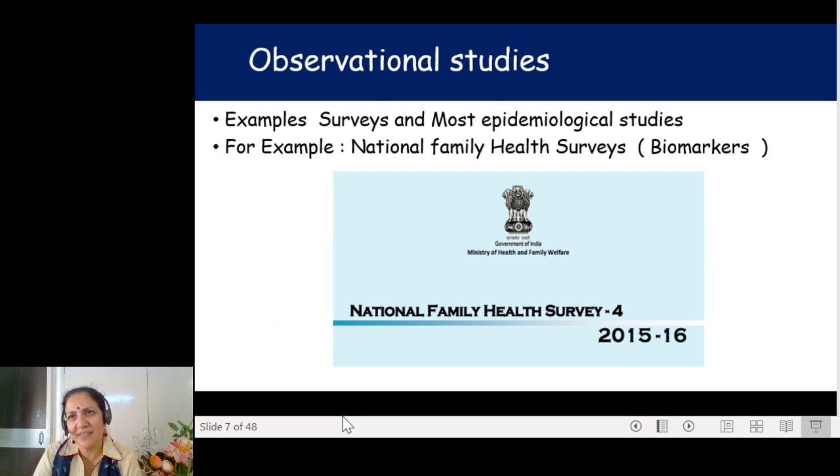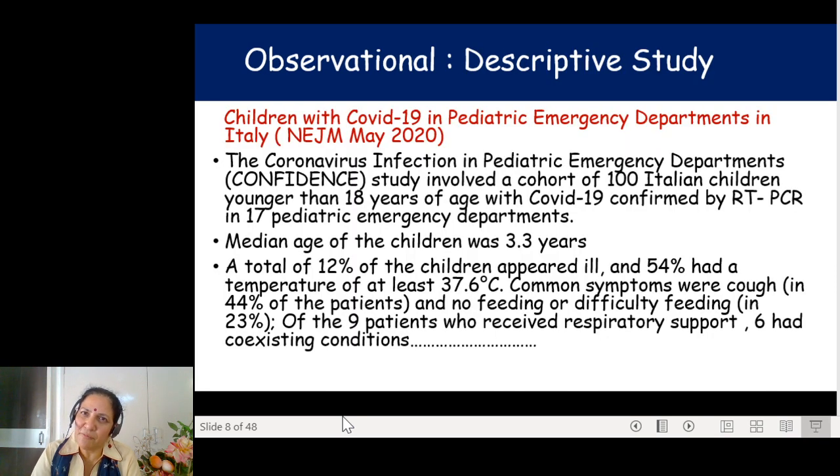What it does is it collects information related to various biomarkers, and we all are aware that in NFHS we collect information related to hemoglobin, HIV, random blood glucose, blood sugar, BP, and anthropometry. One of the other common observational studies is just a simple descriptive study.